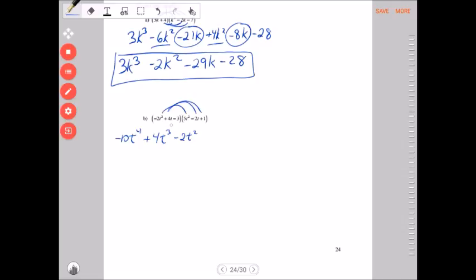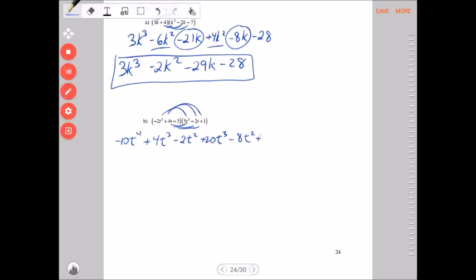Now let's do the second one. We'll put them underneath. So 4t times 5t squared is plus 20t cubed. 4t times minus 2 is minus 8t. T times t is t squared. And then 4t times plus 1 is just plus 4t.